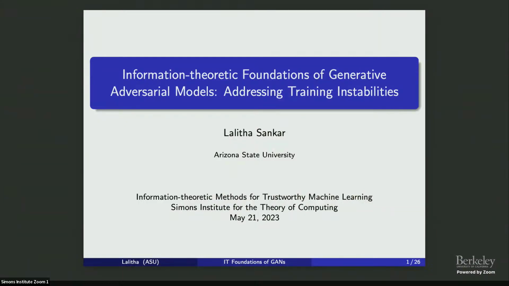Thank you, Oliver. Slightly different talk, but the flavor is we're going to look at some machine learning models.